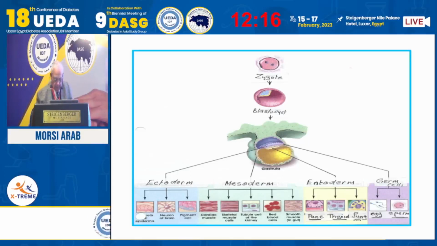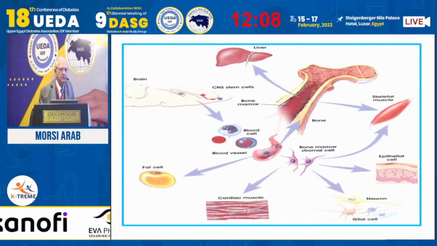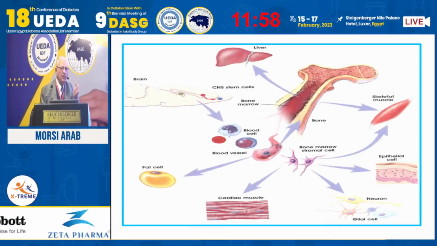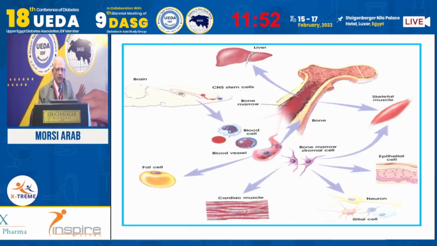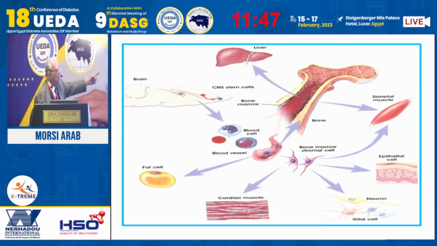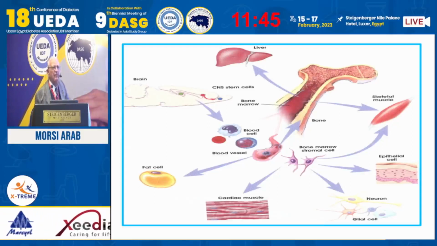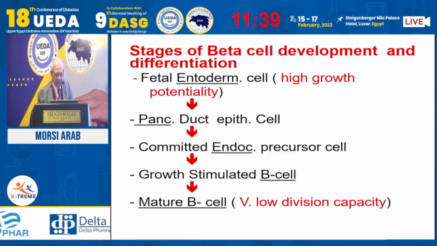Now, what happens? We knew since a very long time, since I was a medical student, about stem cells. I knew the term, but at that time, we knew only the stem cells from the bone marrow, which produce different types of blood cells. That's all. But later on, we knew that stem cells taken from embryos, embryonic cells, can develop into all different types of cells in the body.